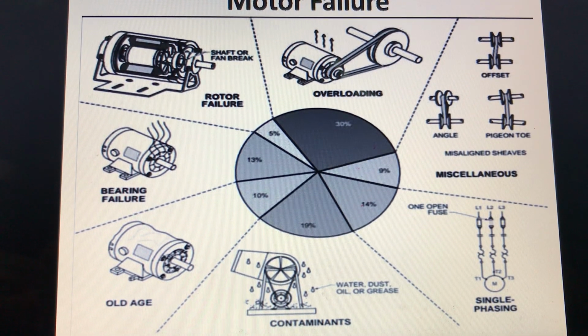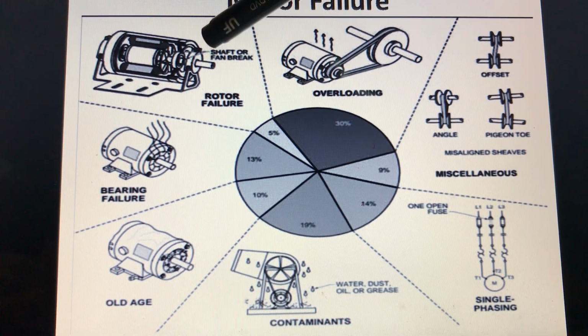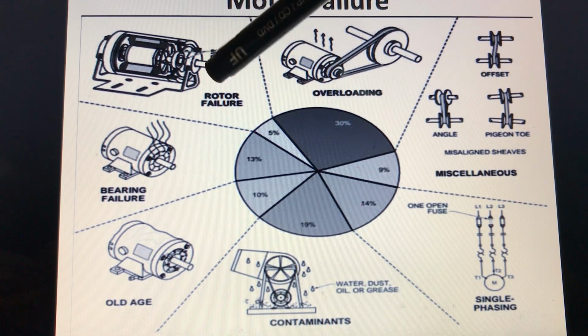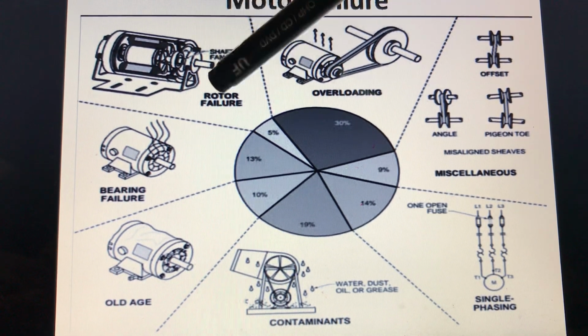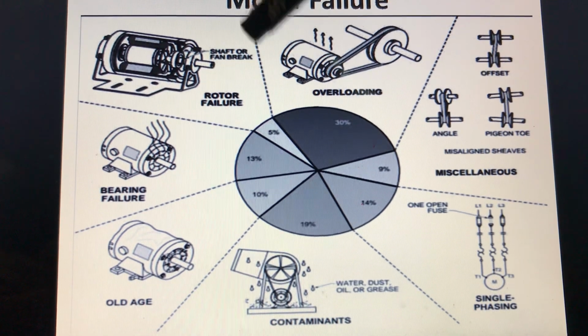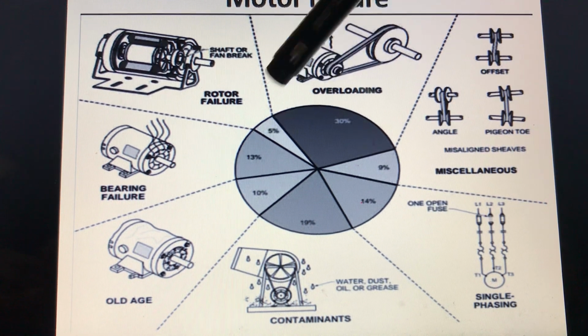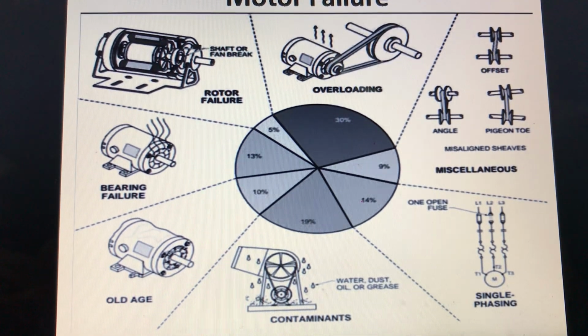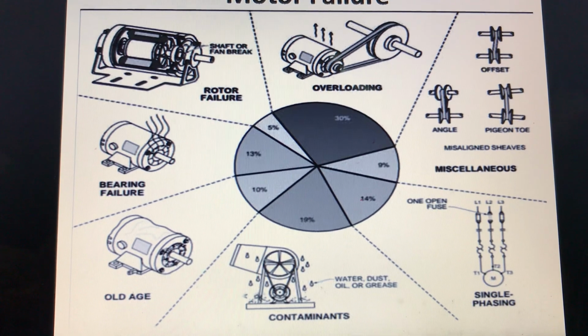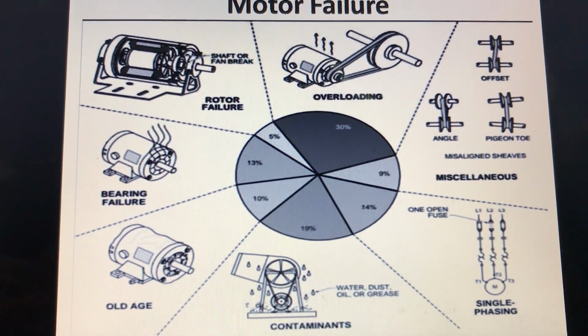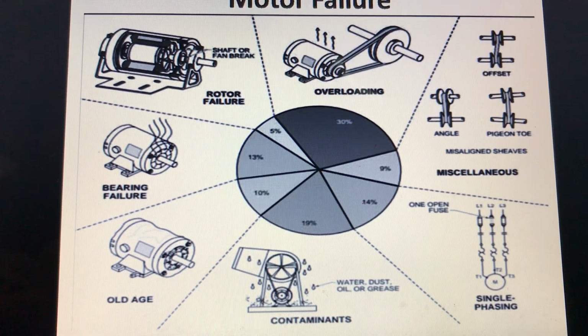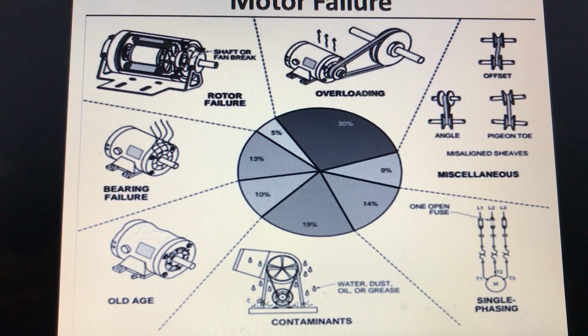Then is the rotor failure. Shaft or fan break are the reasons for this. Then is the bearing failure. Bearings can fail. Then is the old age, means obsolete motors. They can also fail. There are 10% chances for these. Then if the motor is working in an environment where there are contaminants, then also there are 19% chances that the motor fails.